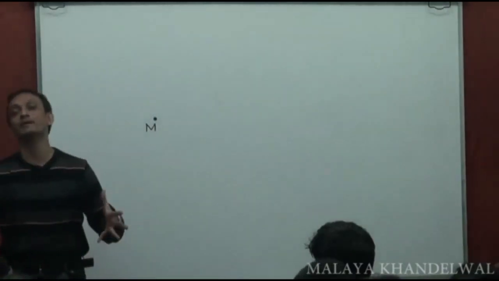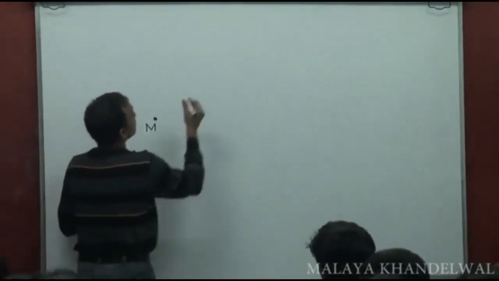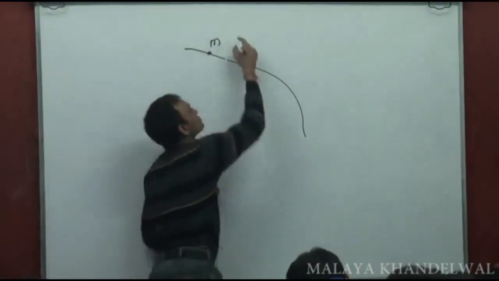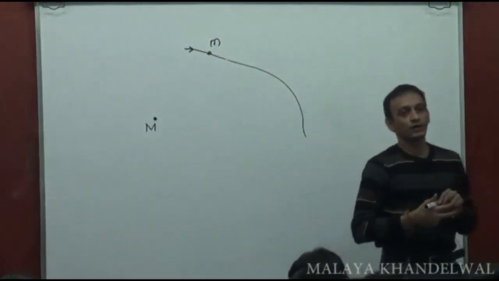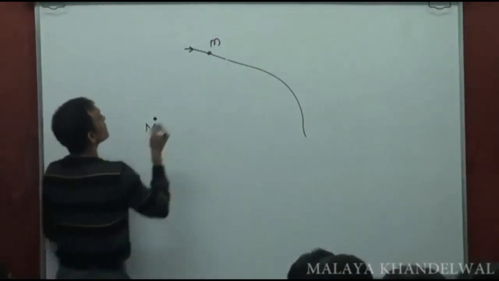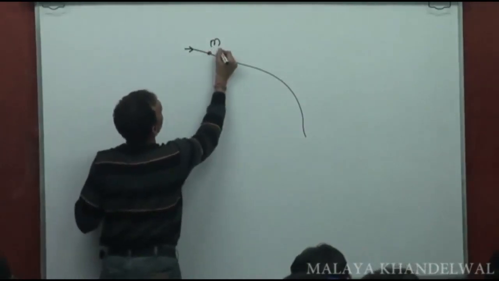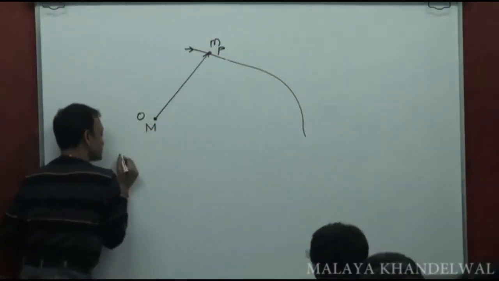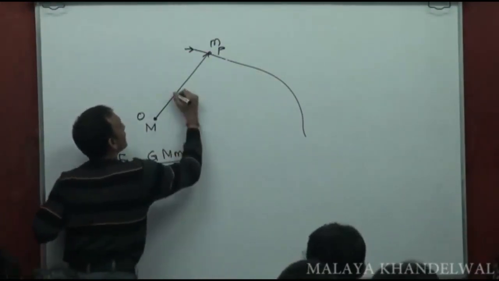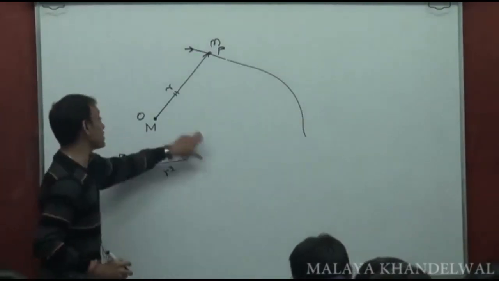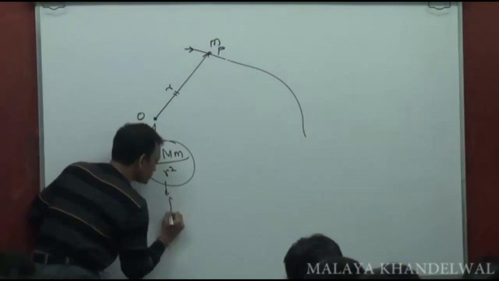Any other test mass placed in the region will experience a gravitational force given by GMm by r squared, right? So if there is a certain test particle m undertaking a certain trajectory under the gravitational force field produced by capital M, and I call this position O and I refer to this position as P, then the magnitude of the force that this particle experiences is G capital M small m by r squared. That's the magnitude of the force, which is a function of r alone, yes or no?